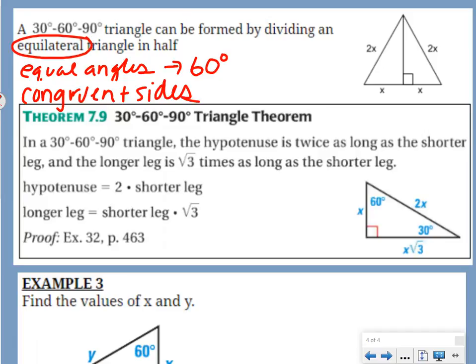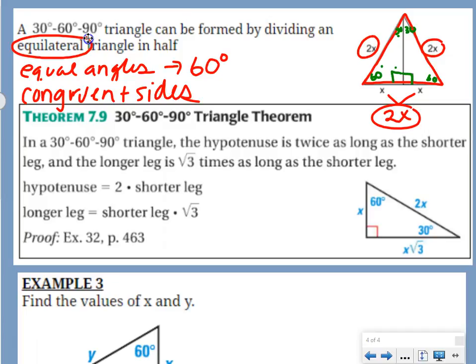So if you look at the equilateral triangle pictured, we have congruent sides, 2x, 2x, x plus x is 2x, congruent sides, and then all these angles are 60 degrees. Well, this angle is 60, this angle is 60, but we cut this angle in half, which means it's 30 and 30. Then right here we have a 90 degree angle, so now we have a 30, 60, 90 triangle. So that's how it's formed.